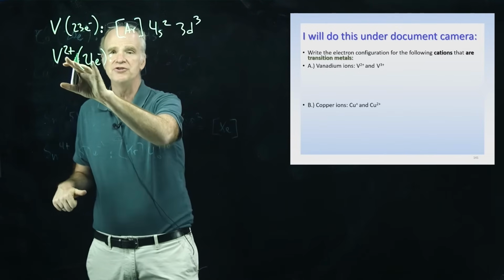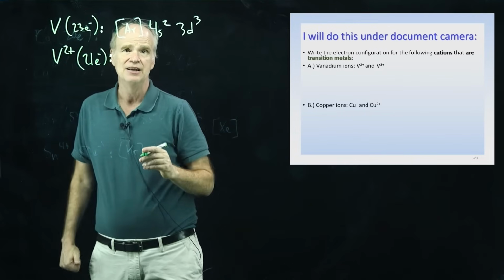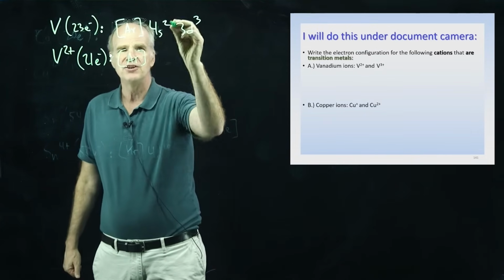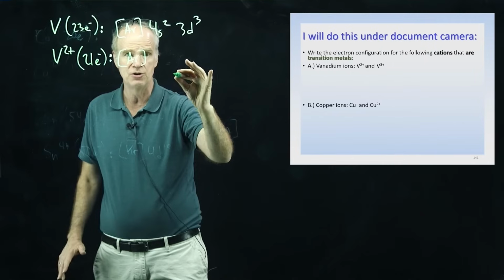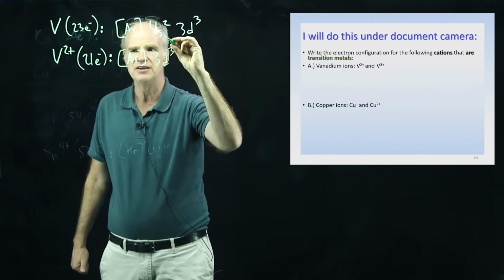So we only need to remove 2 electrons to get the vanadium 2+ ion. And so it should be argon, and then I'm going to pull out these electrons here. And so this would be 4s0, which you don't have to write. And so you could just write 3d3.